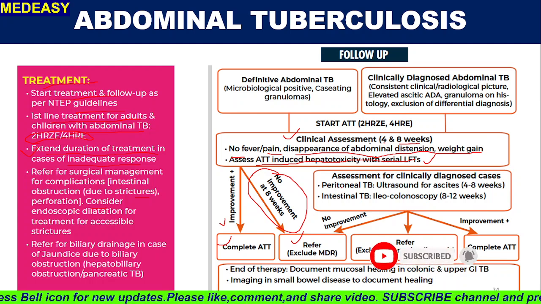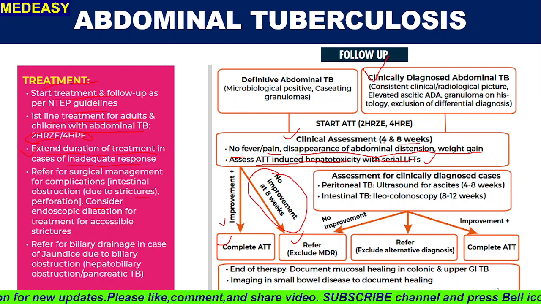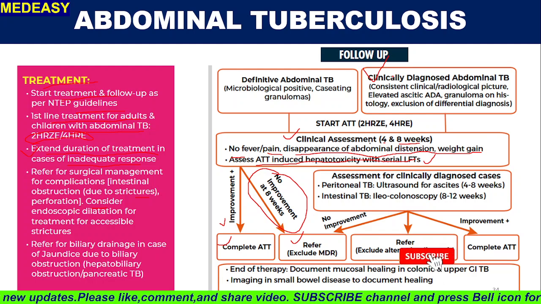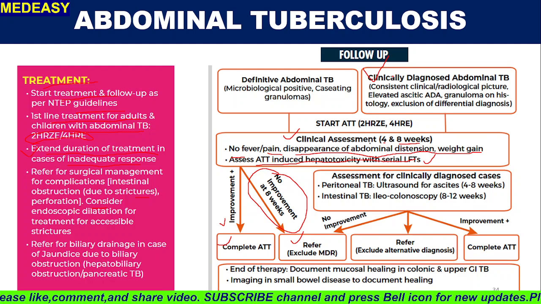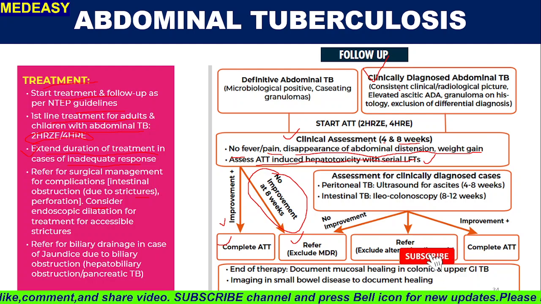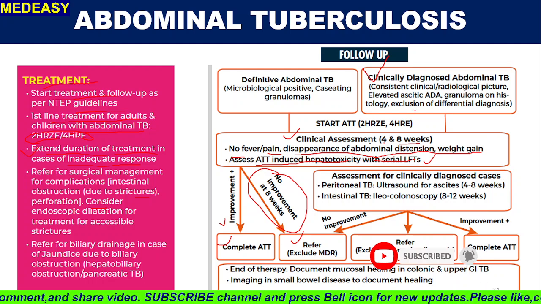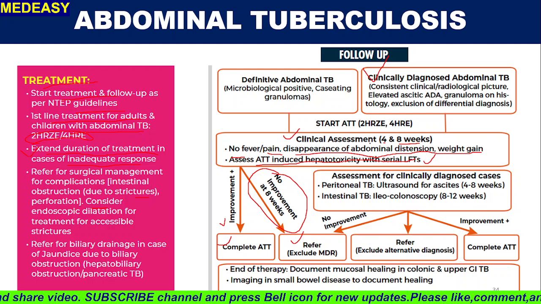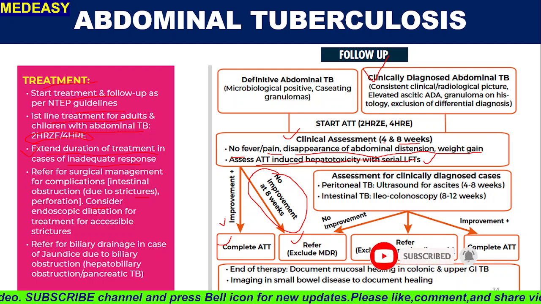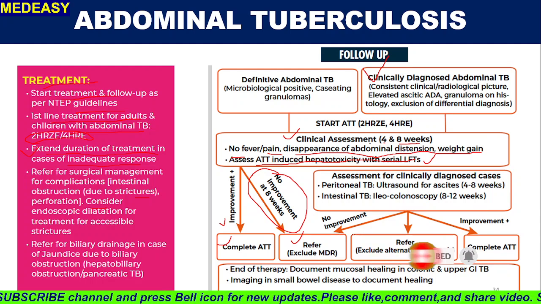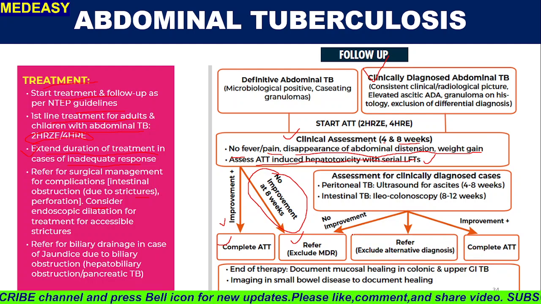Alright. Fine. Now, what happens in case of clinically diagnosed? The patient classically presented with clinical signs and symptoms, and you thought that the patient is a case of clinically diagnosed abdominal TB, and you have started him or her on ATT. So how to follow? In this case, you again follow up at 4 and 8 weeks. Look for the signs, symptoms, weight gain, and if the patient has improved, you have to complete ATT, and if not improved, then you have to do a workup to exclude MDR. Other diagnosis workup is also needed.